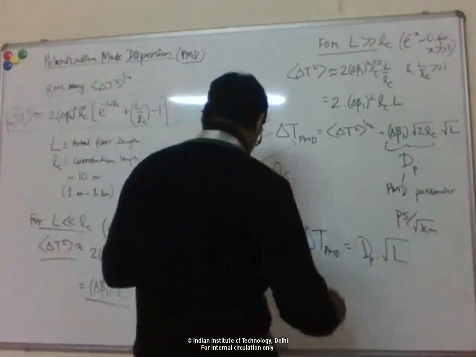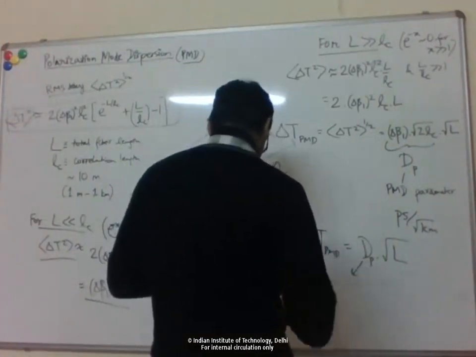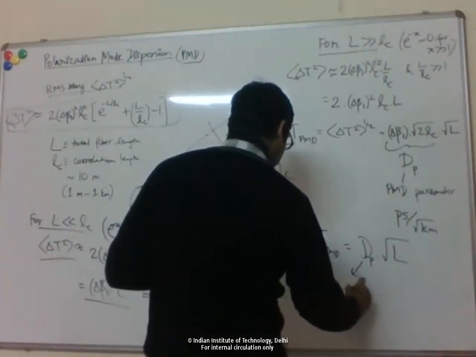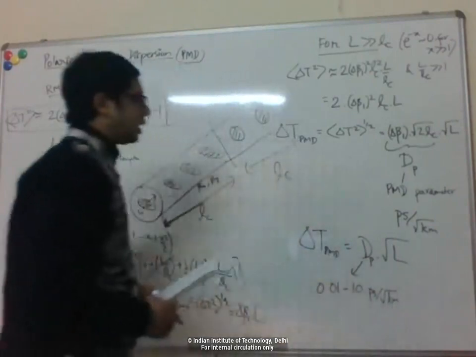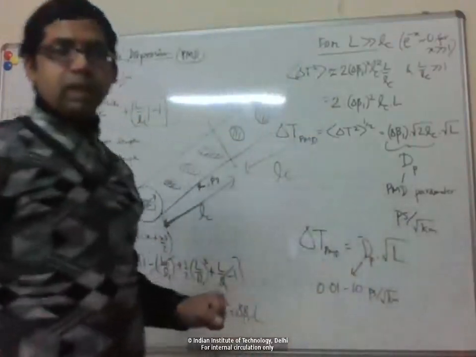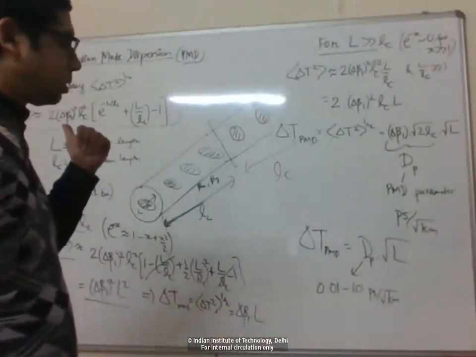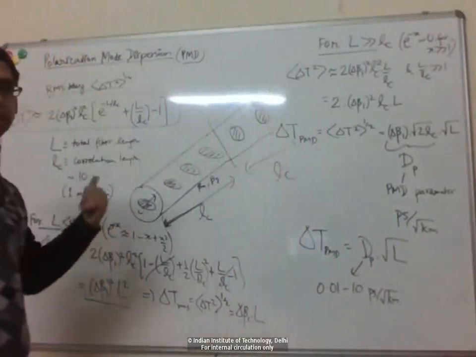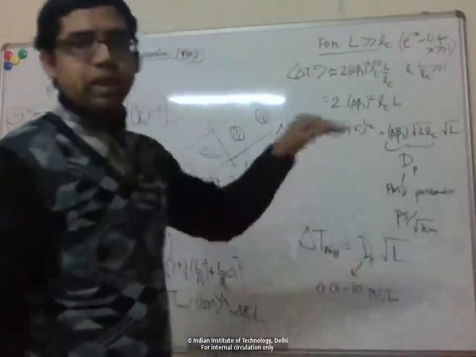Okay, so typically the range of this PMD parameter can range from, let's say, 0.01 to about 10 picosecond per square root kilometer. One thing you can immediately see is that this scales as the square root of the length, whereas we saw that the group velocity dispersion, chromatic dispersion, scales linearly with the length. So for long lengths, chromatic dispersion will start dominating because that grows faster than PMD.